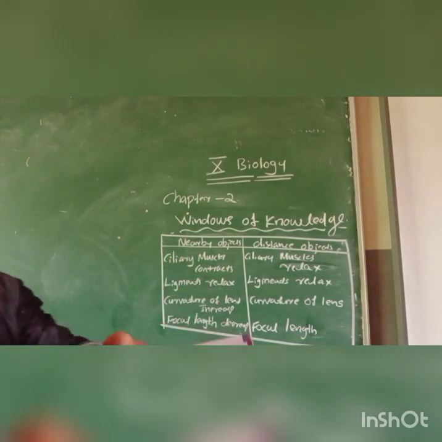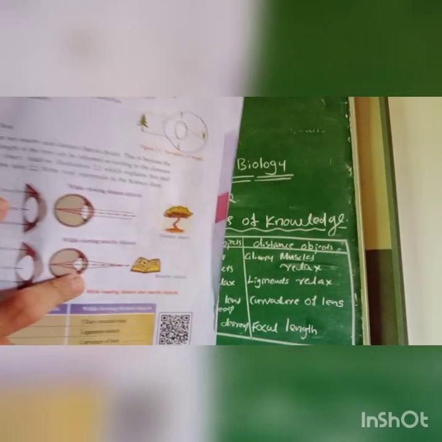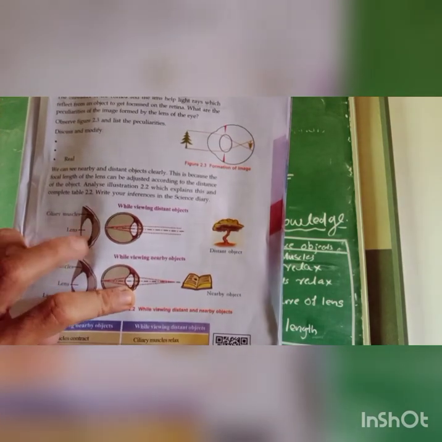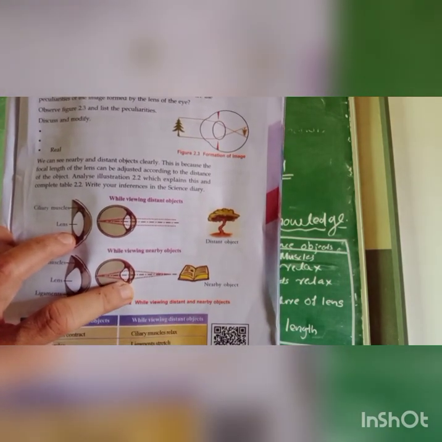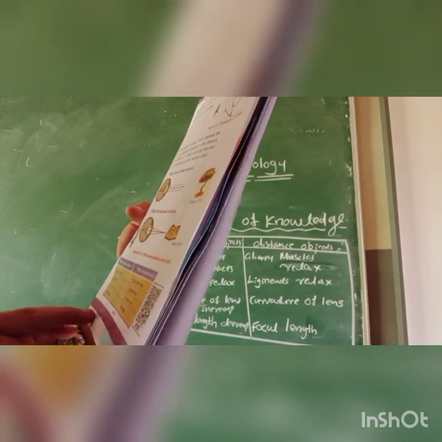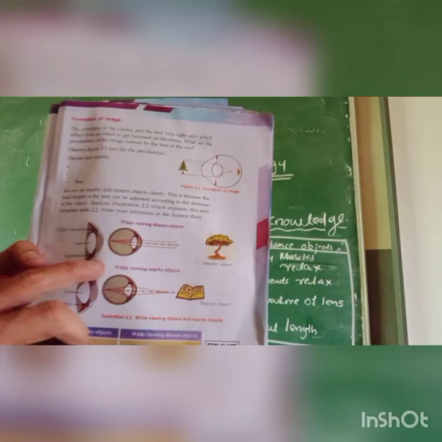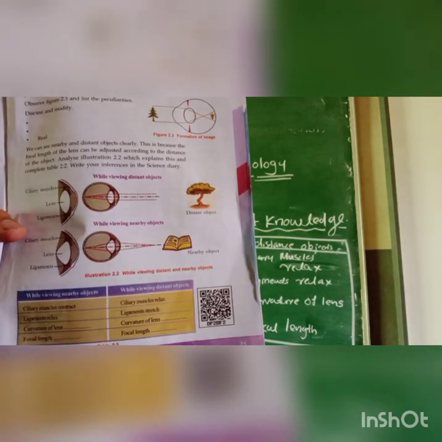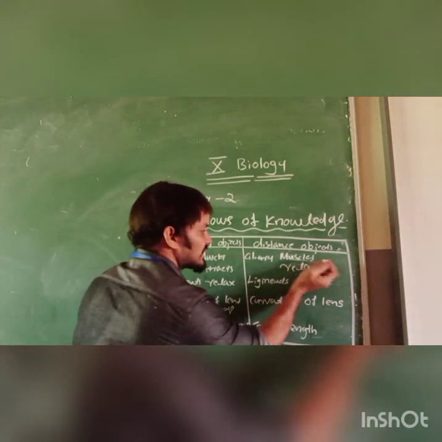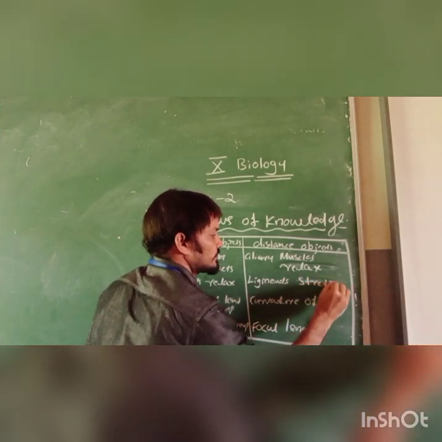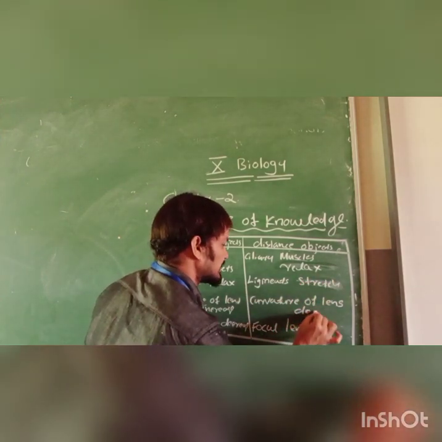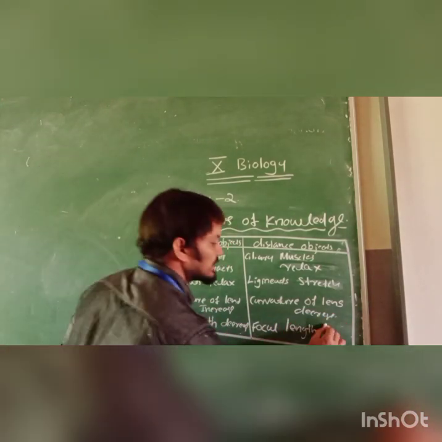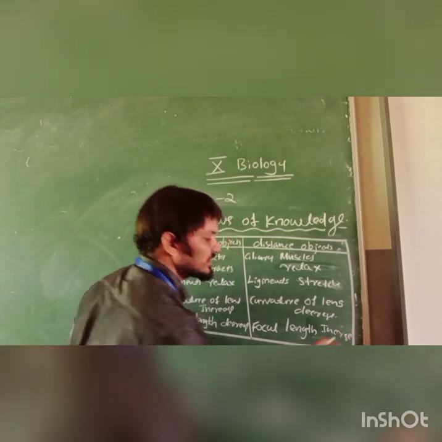When viewing a distant object, what will happen to the ciliary muscle? The ciliary muscle relaxes, and the ligament also stretches. Relax, not stretch. Look, the ligament stretches. Understood now? The curvature of the lens decreases, and the focal length increases. That is how to complete it.